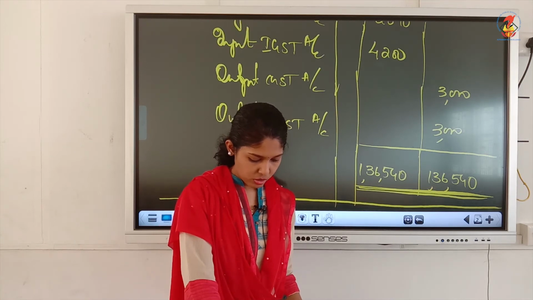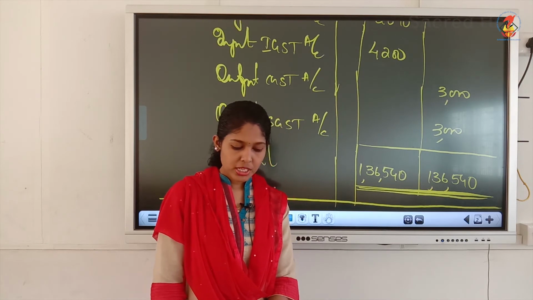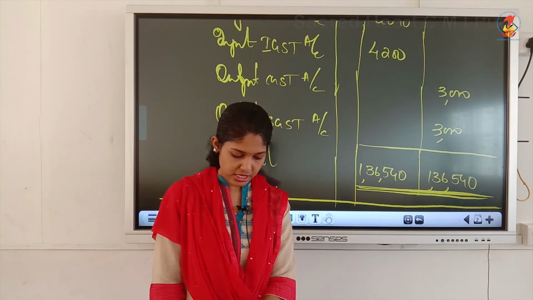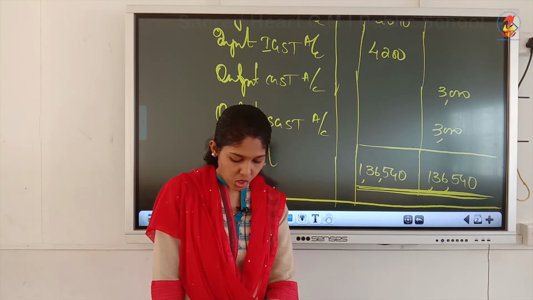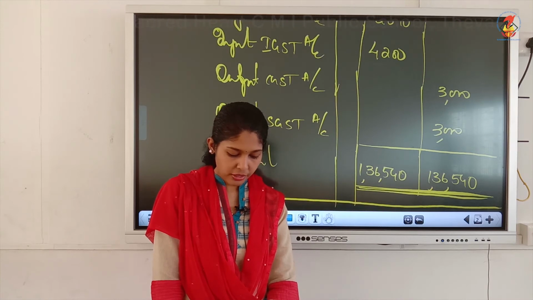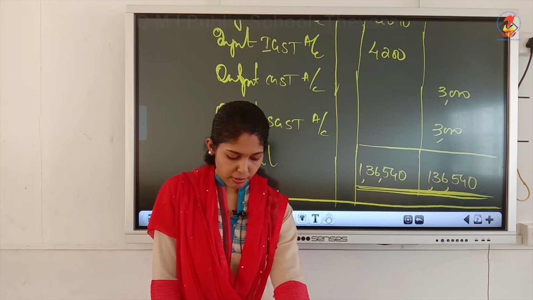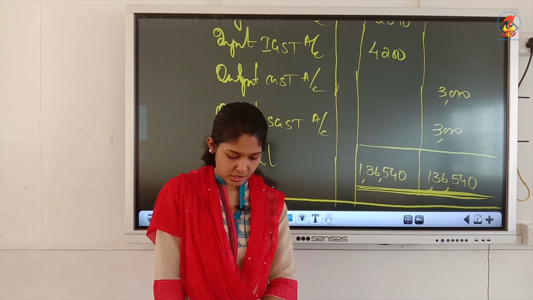Next we'll work out illustration number 7. It's on page number 13.17. The following trial balance is drawn from the books of Brown Traders. You are required to comment whether it is correct or not. If the trial balance is not correct, draw the correct one. Okay, that is the question.